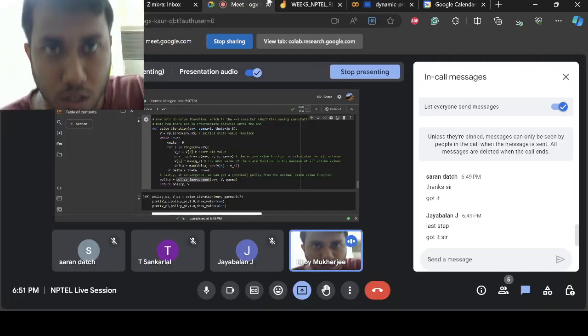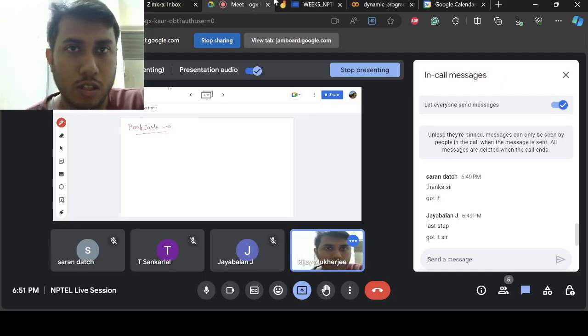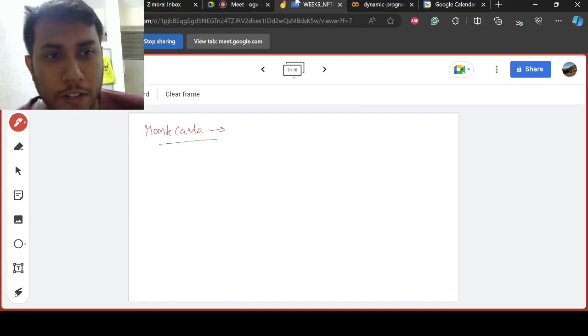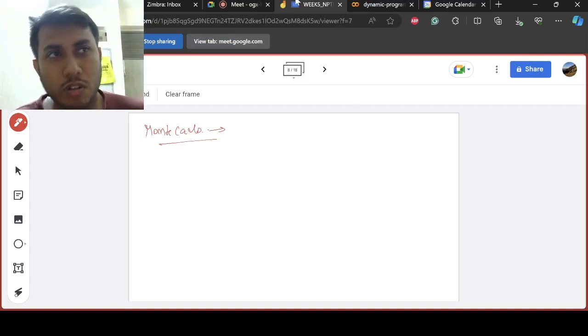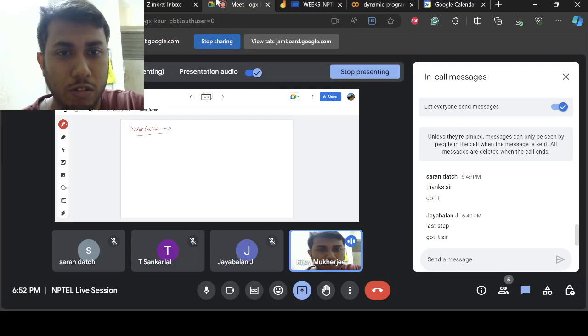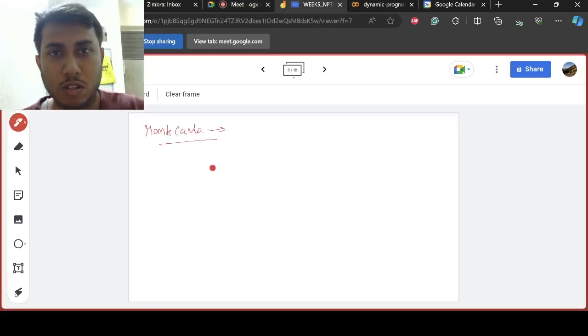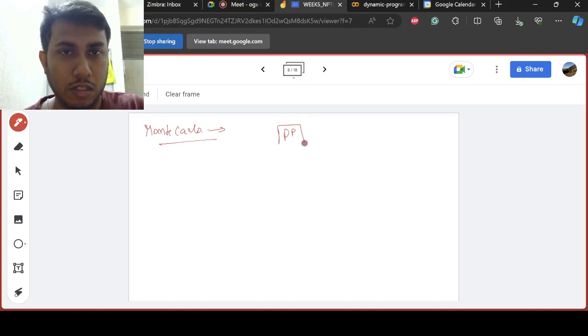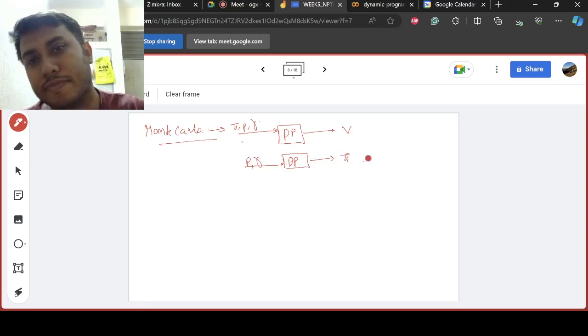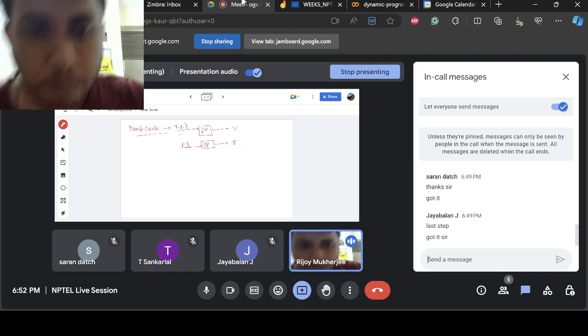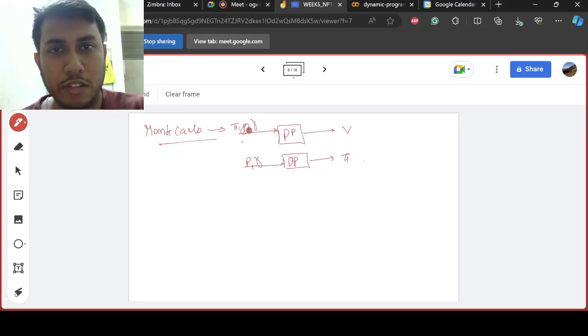So let's get to this one fast. In Monte Carlo, so in DP, what is the problem? Why should we go to Monte Carlo? If you remember DP, pi, p, and gamma give you the value, and p and gamma give you pi. So the problem is this state transition probability.